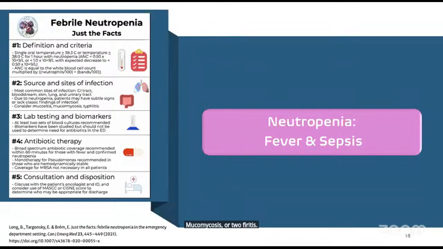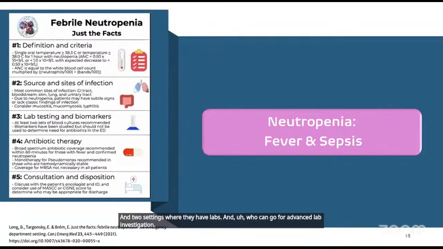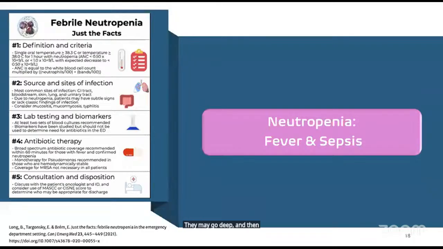All of this may happen to these cancer patients, and in settings where they have labs and can go for advanced lab investigation, they may go deeper and investigate and see what the trend is with these fevers and neutropenia counts.